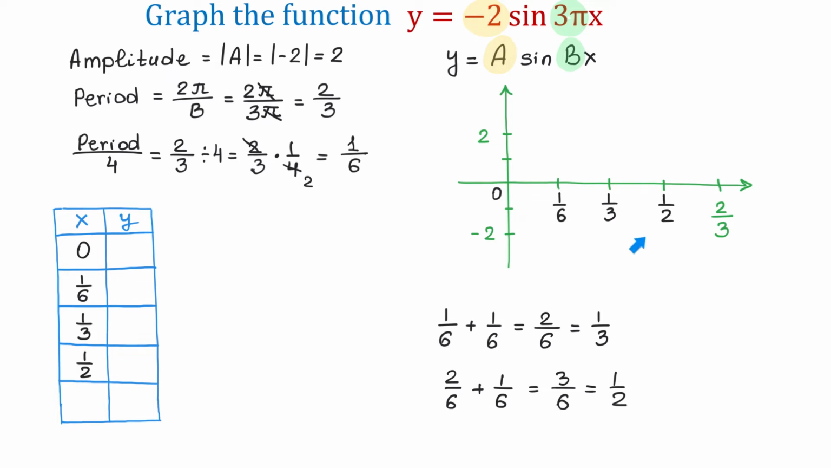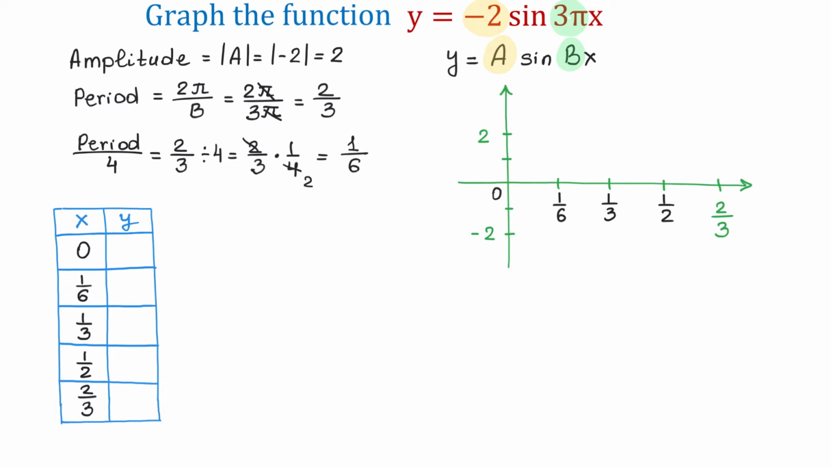And now if we would take 1/2 and we would add another quarter period, then we will get 2/3. So then the last value in the table will be 2/3. And now we have the x-coordinates of the 5 points of the graph. Now in the next step, we will find the y-coordinates. To find these coordinates, we will take each of these x-coordinates and we will replace them in the function.